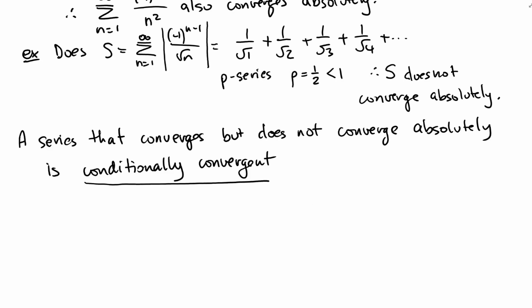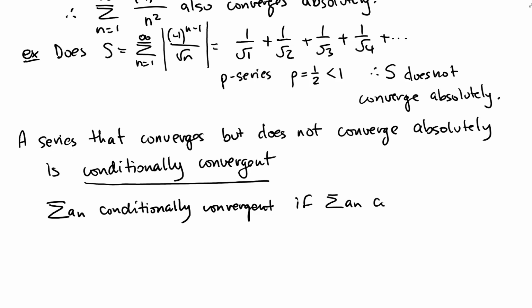in which case we say that the series is conditionally convergent. And a conditionally convergent infinite series, so if we have a sub n which is conditionally convergent, will be conditionally convergent if the series is convergent, but, more specifically, the absolute diverges.